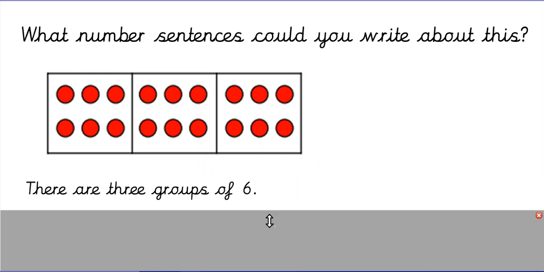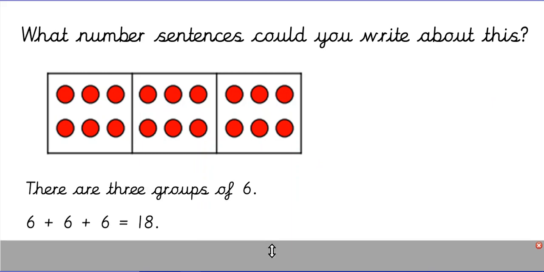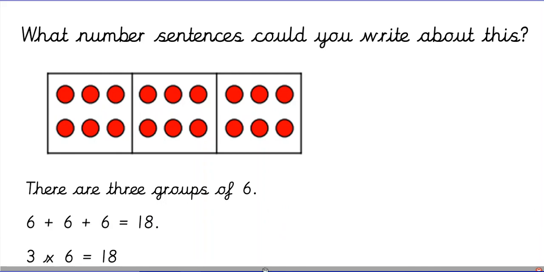Okay, so there are three groups of six. So I would have written it either as six add six add six, because you've added them all together, or I would have written it as three times six. So three multiplied by six, because there are three lots of six. So this multiplication sign here can also be read as lots of.